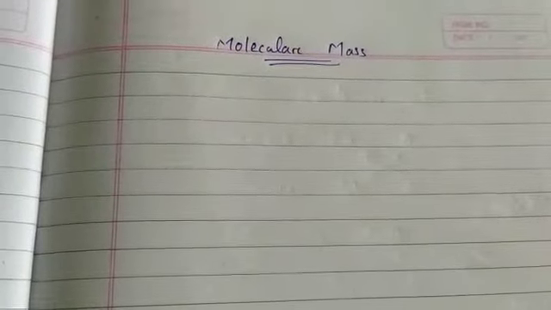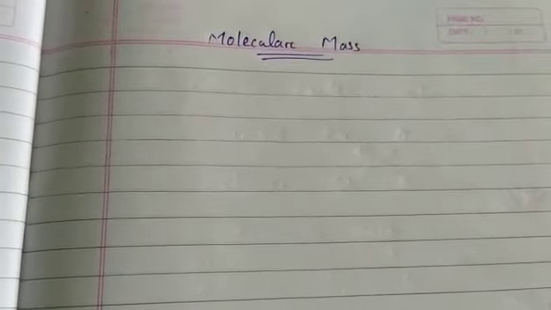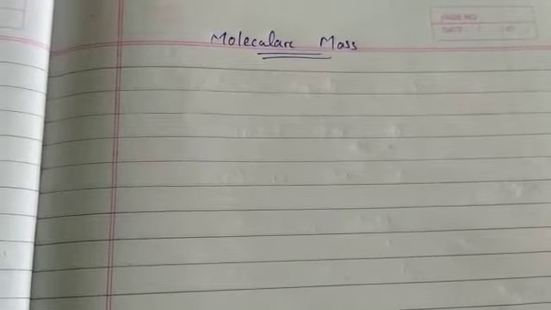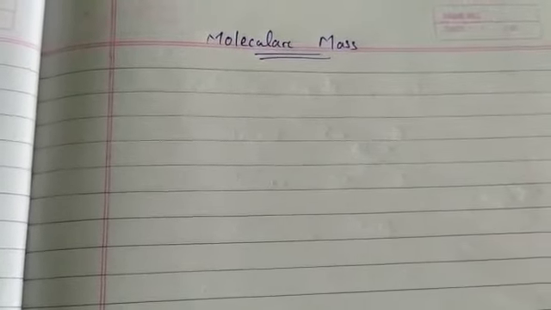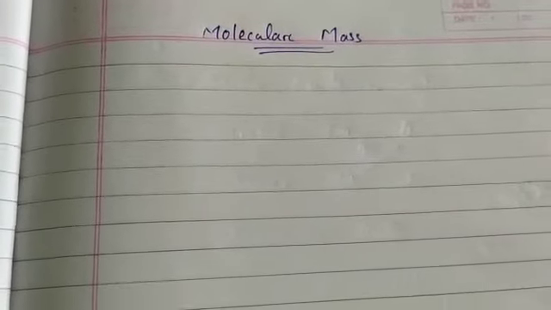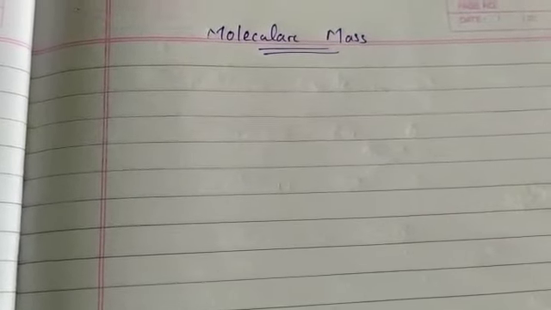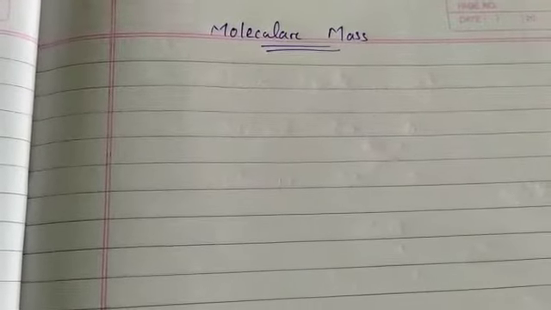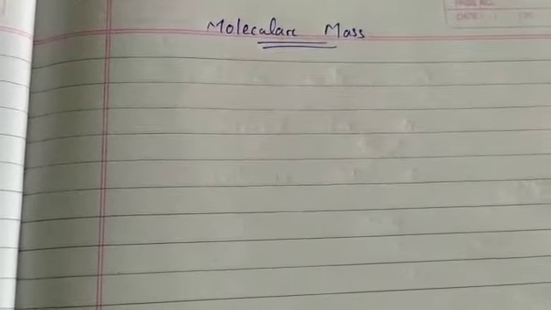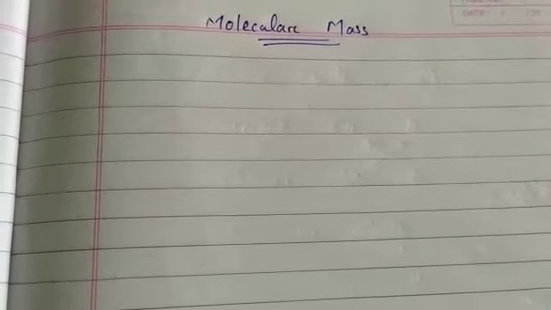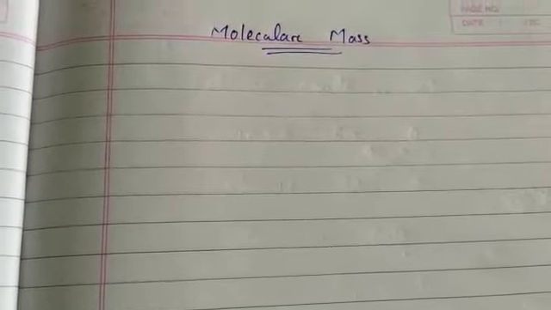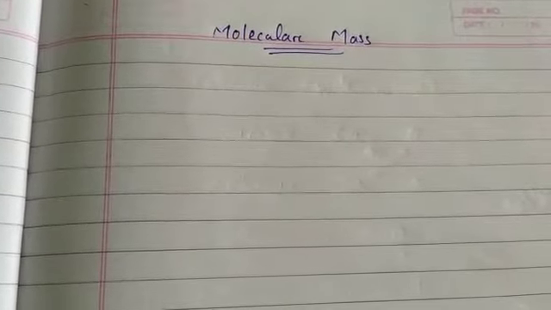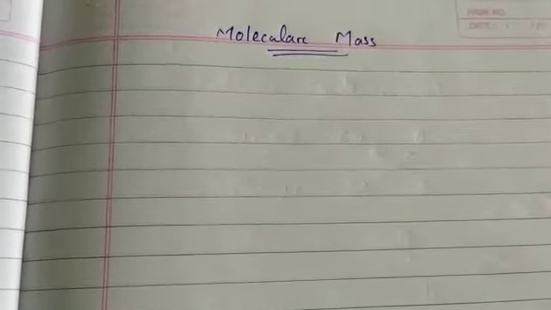In the previous class we had already discussed atomic mass and how to write the formula. Now we will discuss molecular mass. How can we calculate the molecular mass? The molecular mass of a substance is the sum of the atomic masses of all the atoms in a molecule of the substance.